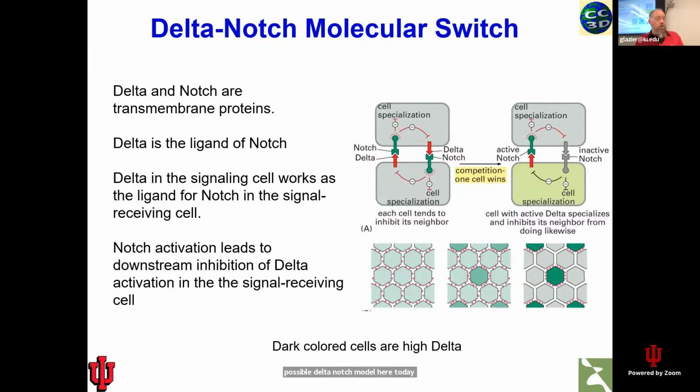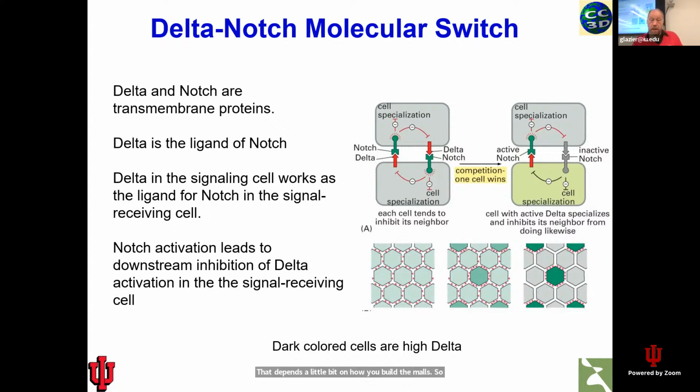But when notch is activated, it inhibits delta in the cell. And that's the thing that we're going to model. The result is that initially all the cells are about the same. They all have a little bit of delta and a little bit of notch. The ones that have high delta will inhibit delta in their neighbors. Depending on the model, you'll either have delta and notch in phase with each other, so high delta and high notch in the same cell, low delta and low notch in the same cell. Or more typically, high delta, low notch versus high notch, low delta. That depends a little bit on how you build the models.